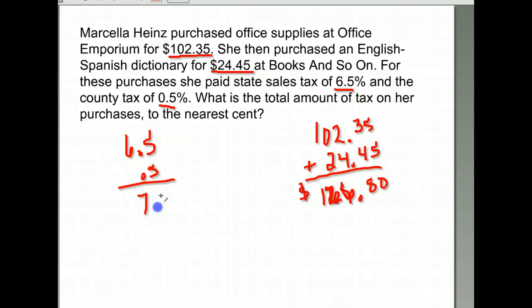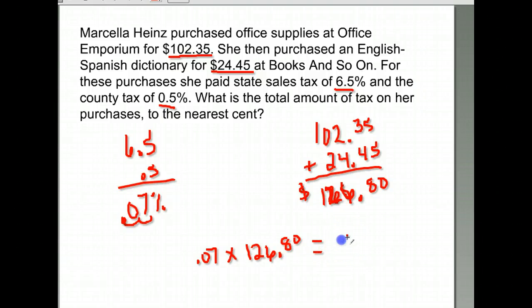So she's paying 7%. Again, we move the decimal 2 places to the left to change the percent to a decimal, and then we go ahead and multiply. 0.07 times 126.80 will give us the amount of tax she's paying. Very good, $8.88.